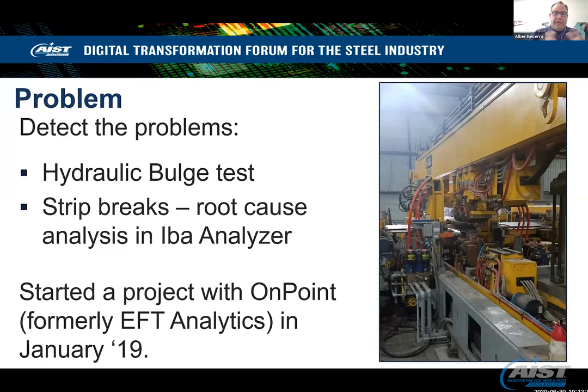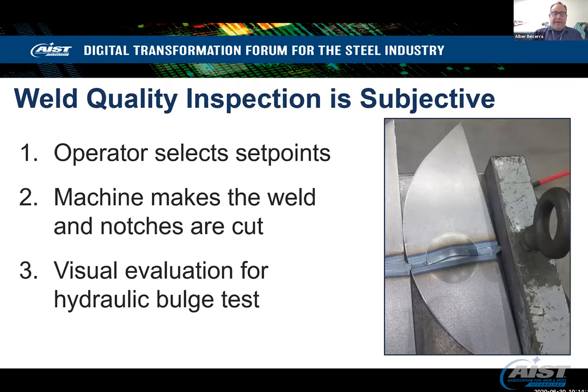So the big question mark we had was: everything was working perfectly, but we still had strip breaks and rip welds. And that was the problem. This is the problem that led us to start the project with OnPoint in January 2019. The goal of the project was first to find the root cause, to eliminate the rip welds and eliminate the strip breaks. It's a huge risk, and we could not continue working that way.